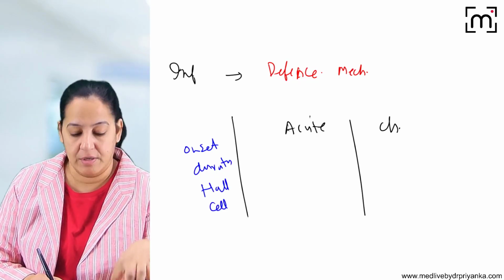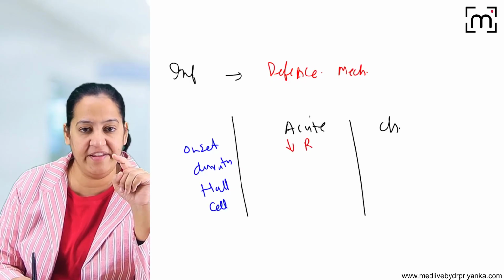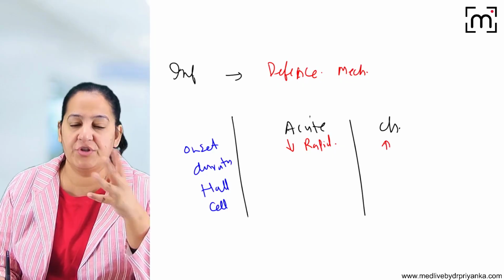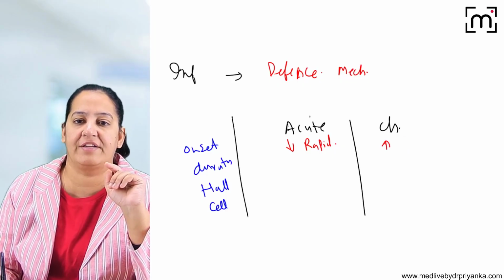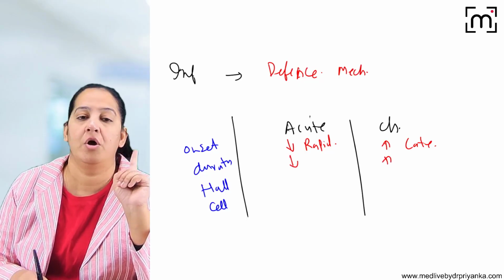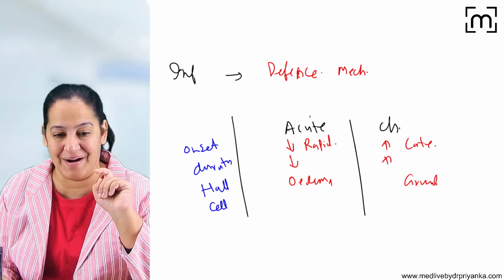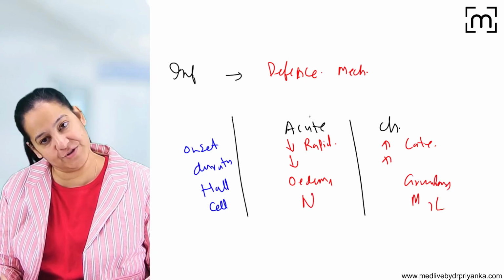Onset wise, here the onset is very rapid, and here the onset is delayed or late. So that is acute and chronic. Duration: it is short duration here, long duration there. Hallmark: here the hallmark feature is edema and here the hallmark feature is granuloma. The cell involved here is the neutrophil, and here it is monocyte, macrophage or lymphocyte.